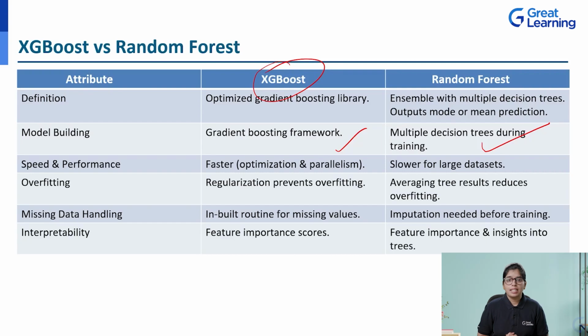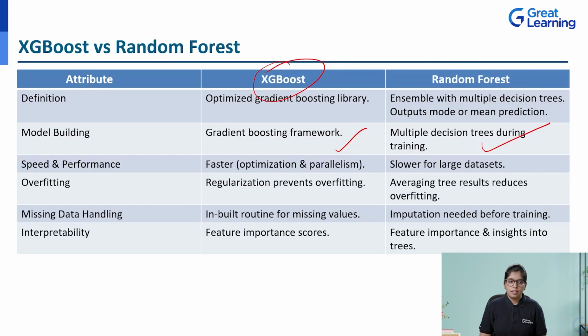Next is missing data handling. In XGBoost there is already an inbuilt routine to handle missing values, which is very important. In random forest, if you have missing values, you need to perform an imputation method. That means you need to impute the missing values with either the mean or mode. There is no inbuilt routine for that in random forest, but we have it in XGBoost.